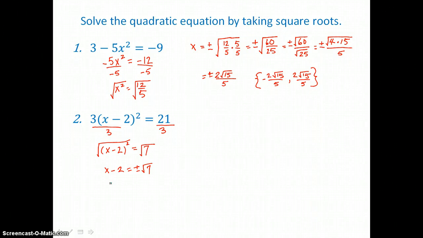And now solving for x, all I have to do is add that 2 to both sides of the equation. So I get 2 plus or minus the square root of 7 for solutions. And I'll separate them again so that you can see 2 minus the square root of 7 is one exact solution, and the other is 2 plus the square root of 7.